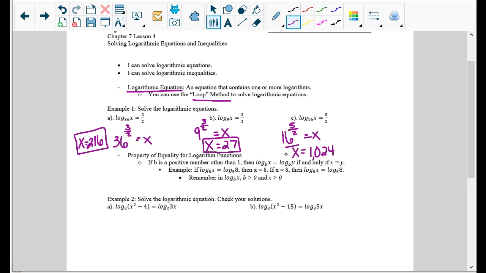So just rewriting them, and because I rewrite them, now I can plug them into my calculator. But again, remember, calculator logs are base 10. Not base 36, not base 9, not base 16.